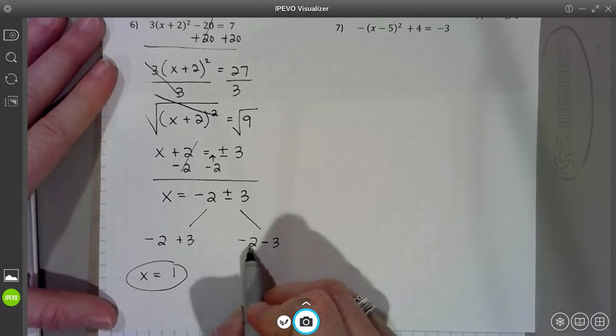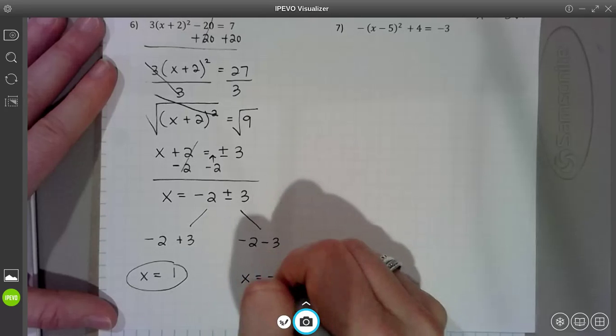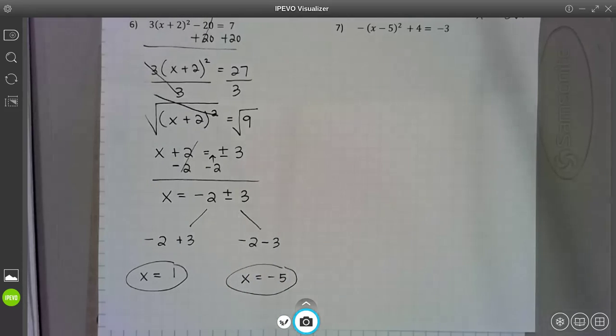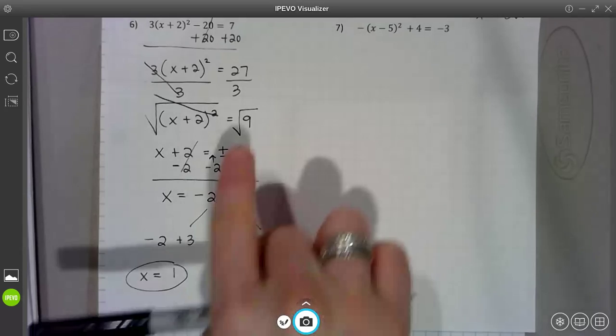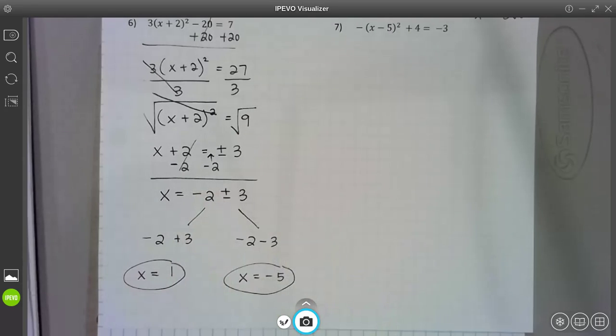But what if I took -2 and subtracted 3? Then I would get x equals -5. And that's your second answer to this degree 2 quadratic equation. Is everybody okay with what I just did? Is that all right? So again, because this was a perfect square, it left us with an expression that we're able to do. We're able to do -2 plus or minus 3. You just got to do them both separately, okay?